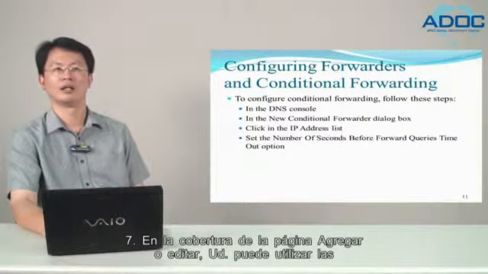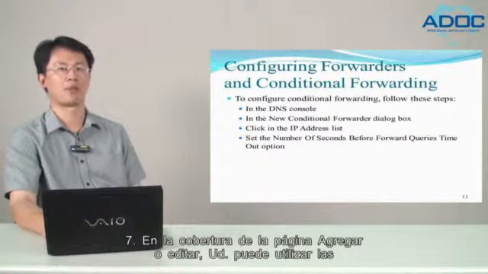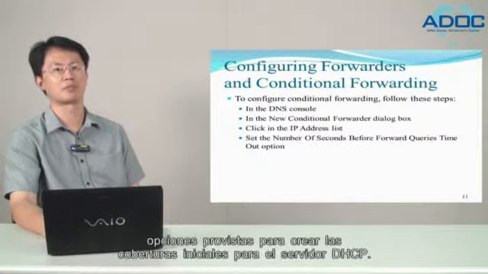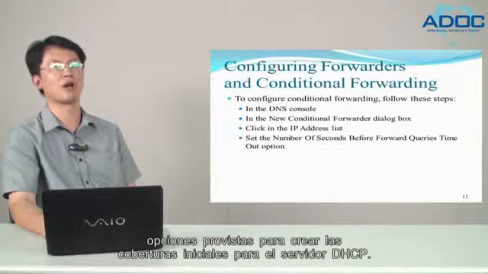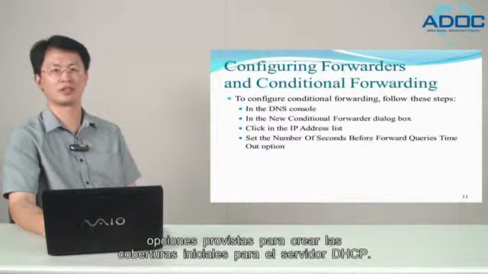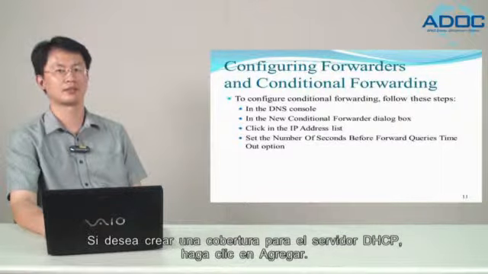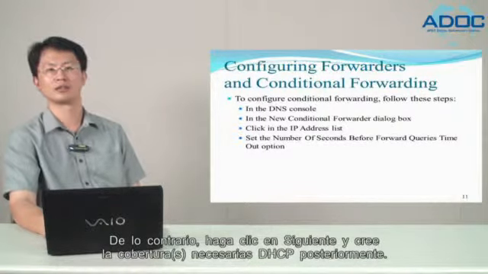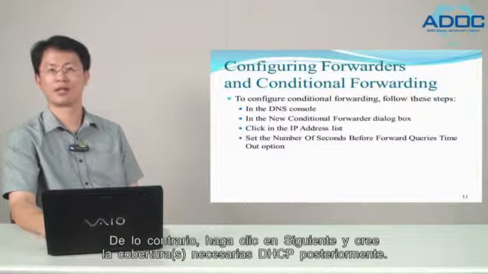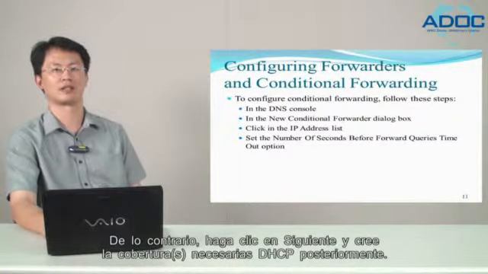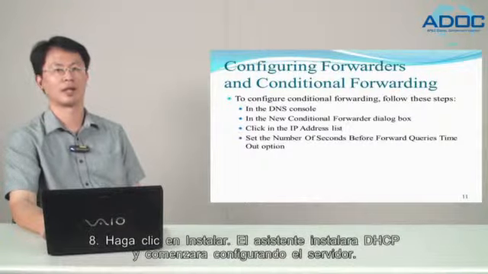Seventh, on the Add or Edit DHCP Scopes page, you can use the options provided to create the initial scopes for the DHCP server. If you want to create a scope for the DHCP server, click Add. Otherwise, click Next and create the necessary DHCP scopes later. And eighth, click Install. The wizard installs DHCP and begins configuring the server.